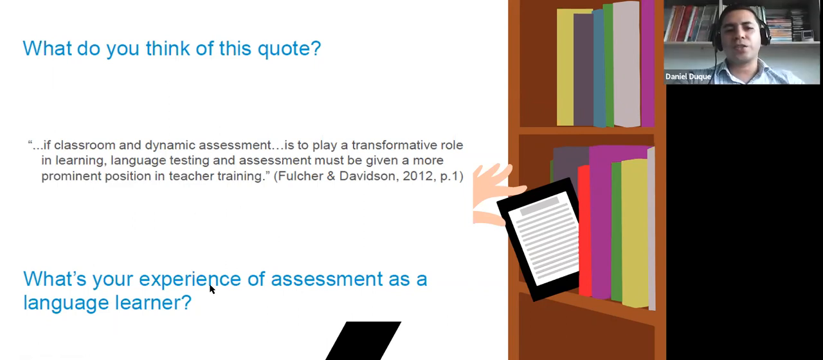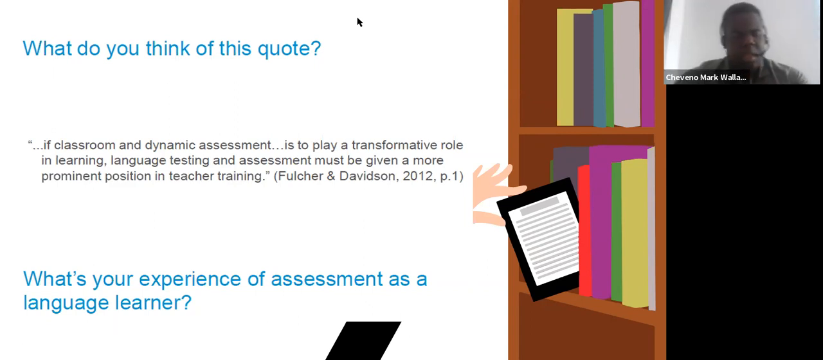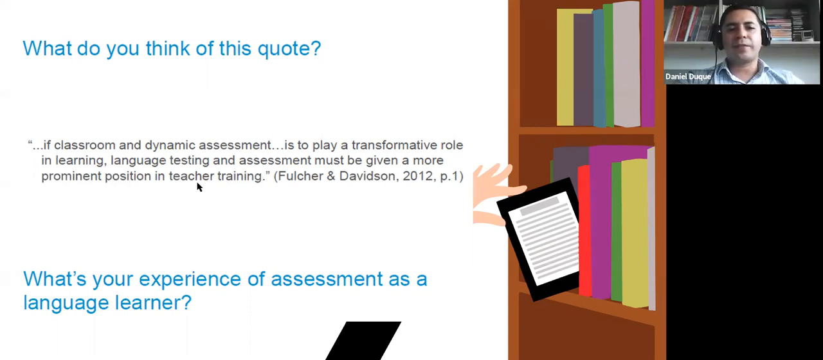Very good. So what's your experience? What's your experience of assessment as a language learner? We all have been through the process of being a language learner. So what has been your experience when you have faced assessment in a foreign language? You can raise your hand if you want to comment. Elaine?